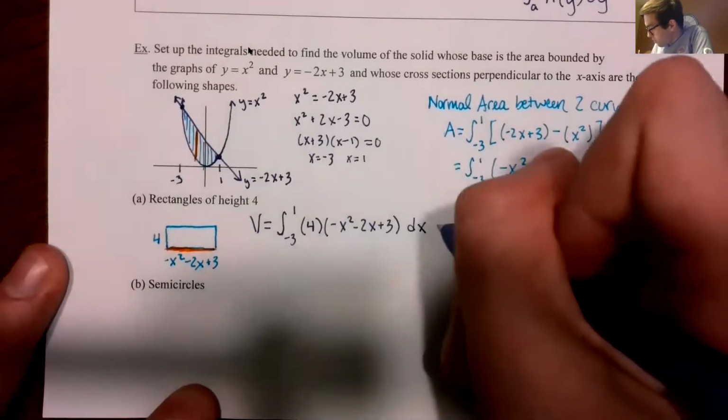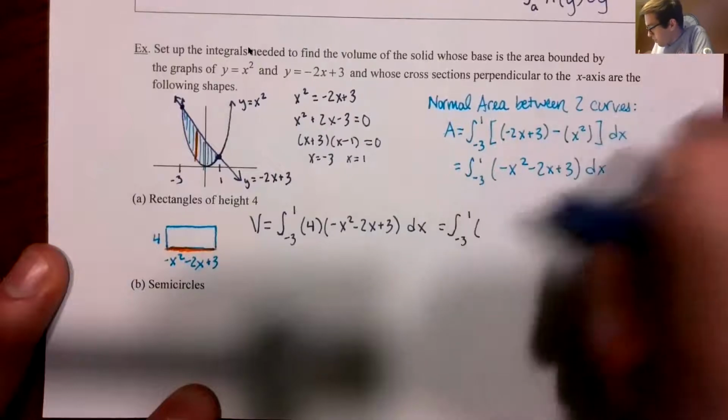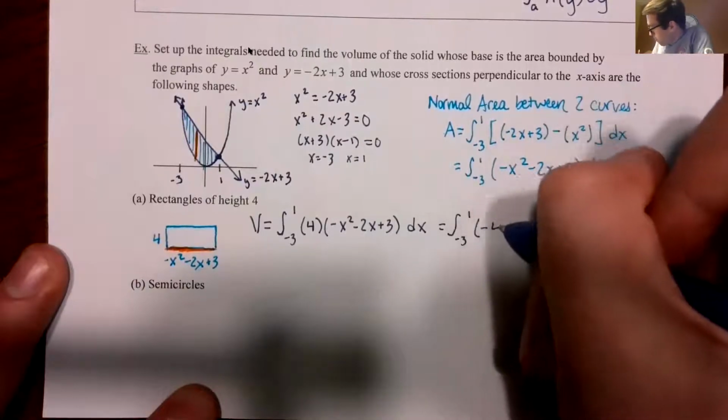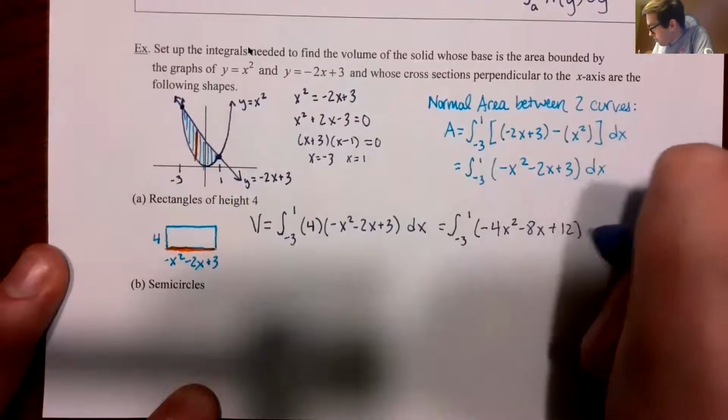So let's see what we can do here. We can do this by hand. So we're going to go from negative 3 to 1. If I distribute the 4, I get negative 4x squared minus 8x plus 12 dx.